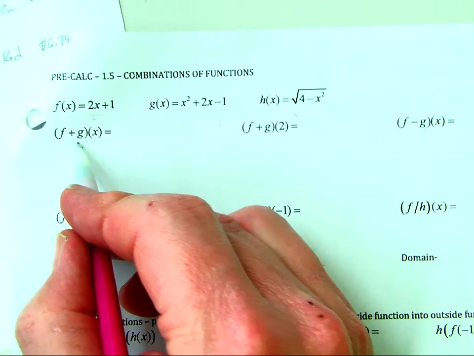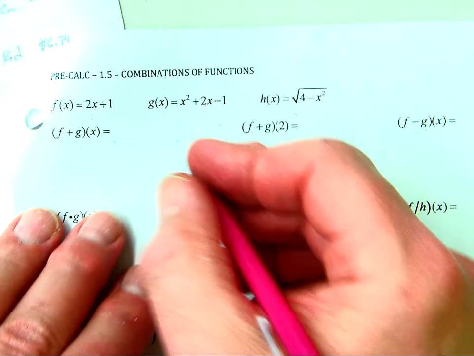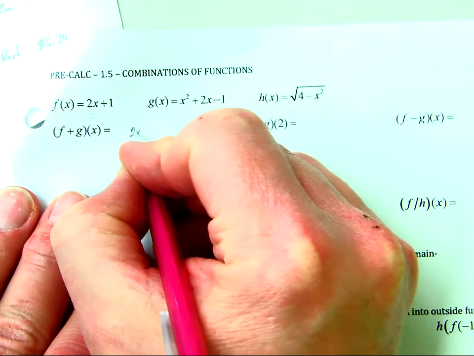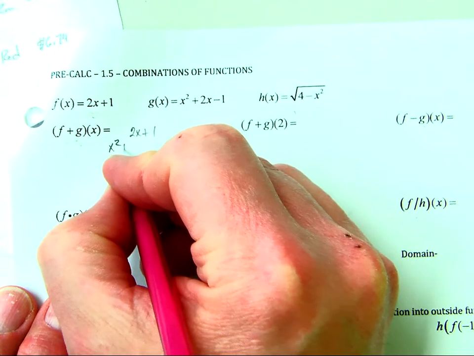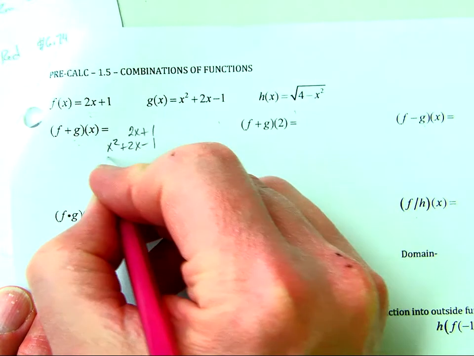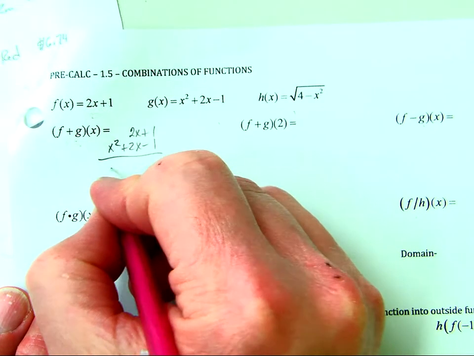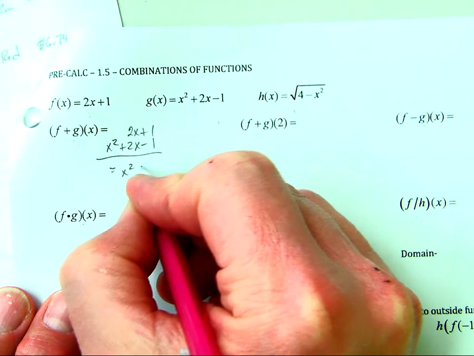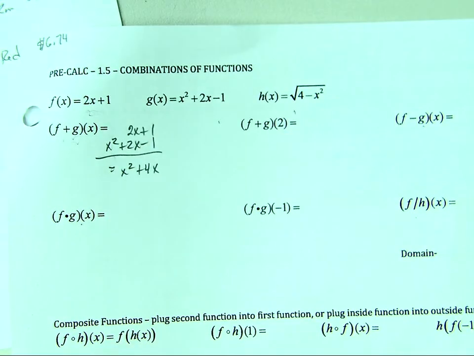So first it says f plus g, so we're going to add f and g together. So f is 2x plus 1. g is x squared plus 2x minus 1. So you combine these and just combine like terms. So we're going to get x squared, we're going to get 4x, and the 1's cancel. So we just have that.